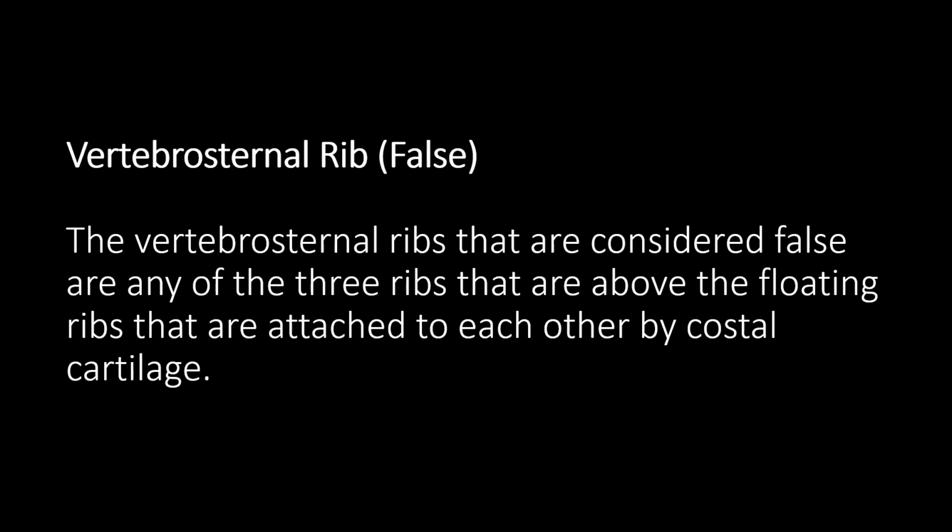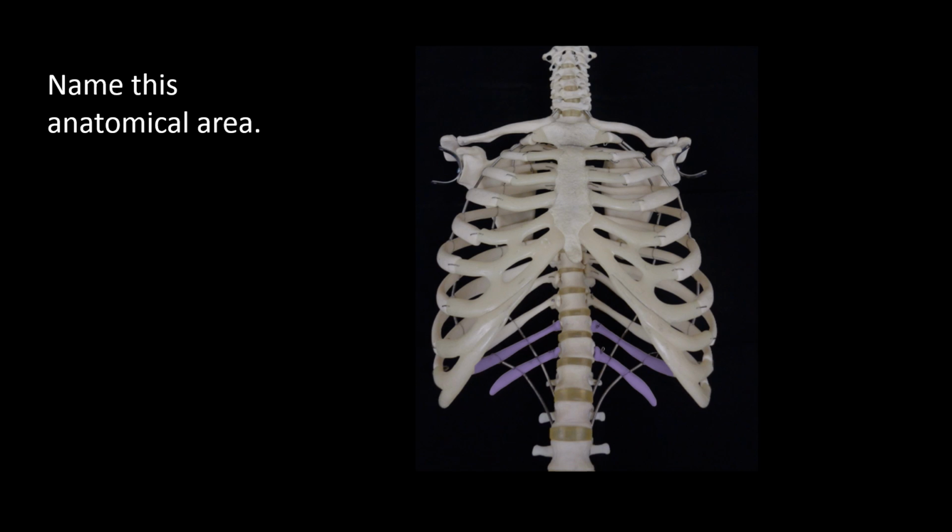Vertebrosternal rib. False. The vertebrosternal ribs that are considered false are any of the 3 ribs that are above the floating ribs, that are attached to each other by costal cartilage. Name this anatomical area.